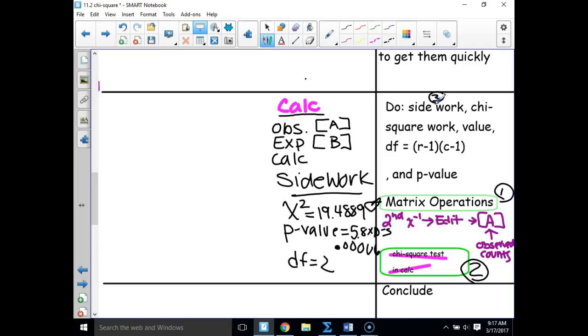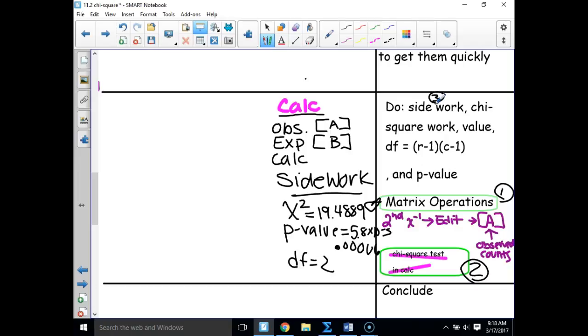Now I want you to go back to your matrix editor. So hit second, x to the negative 1. You don't even have to scroll over, just go down to B. Hit enter on B, and then hit enter again. Here are your expected counts. Can the rest of you scroll over?